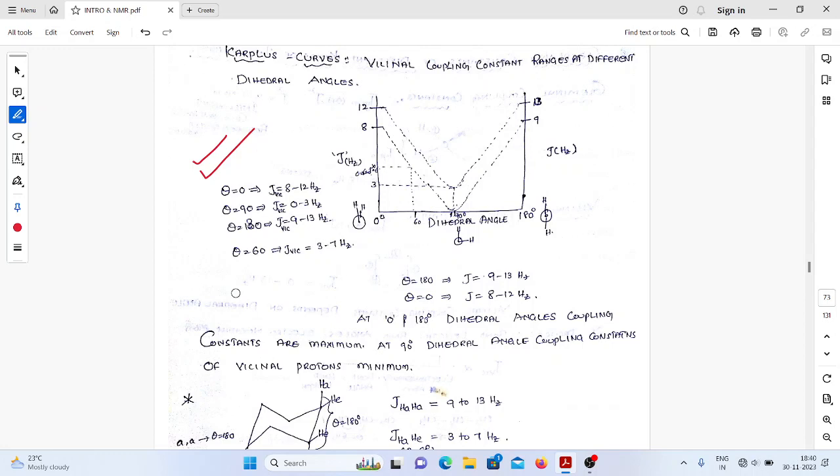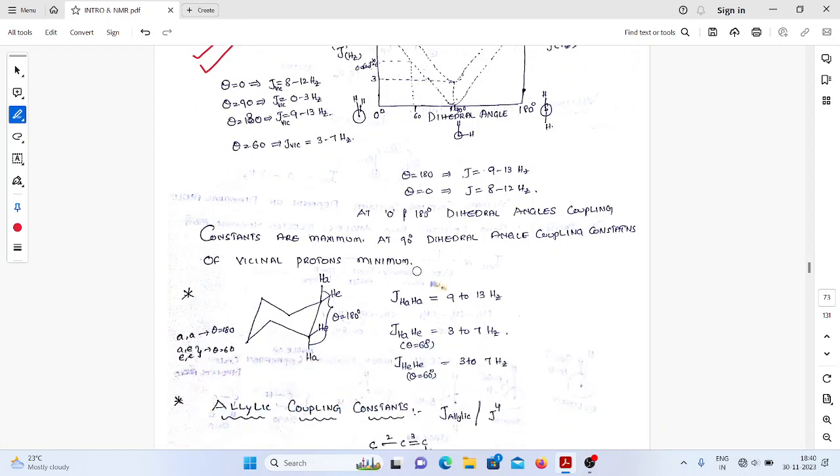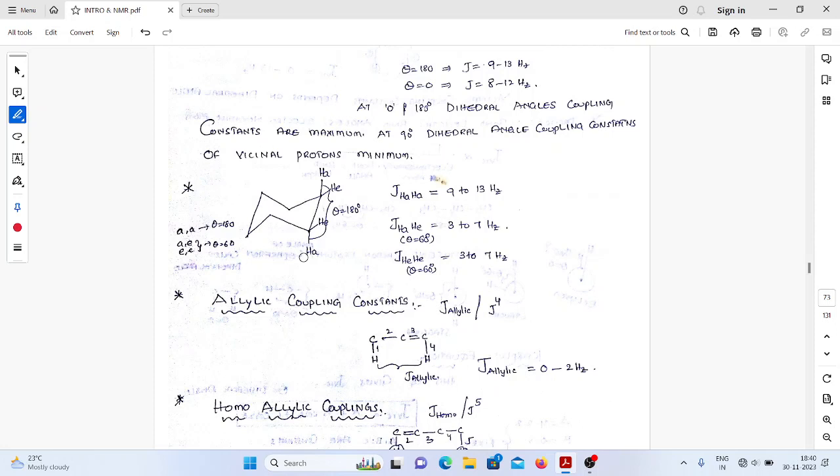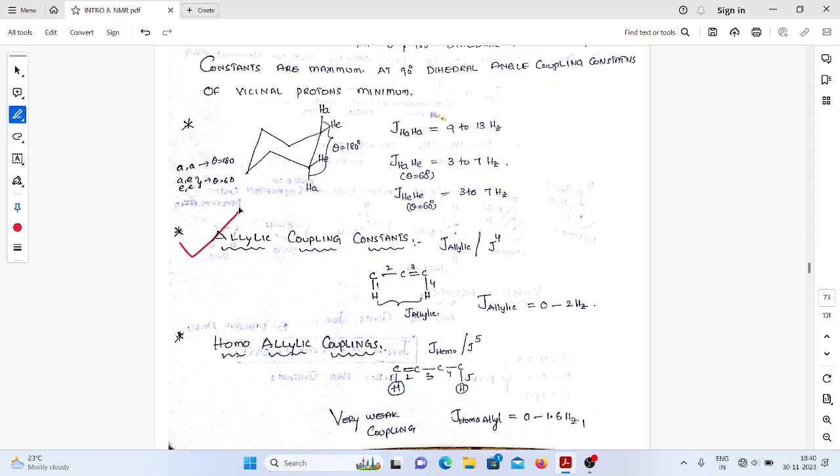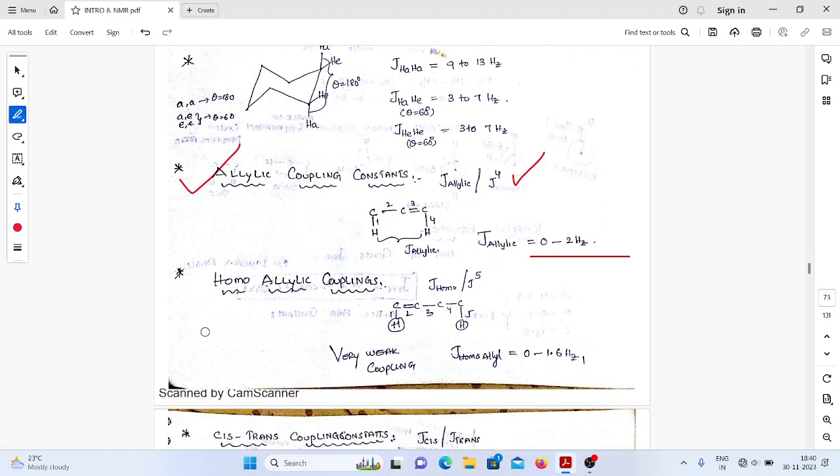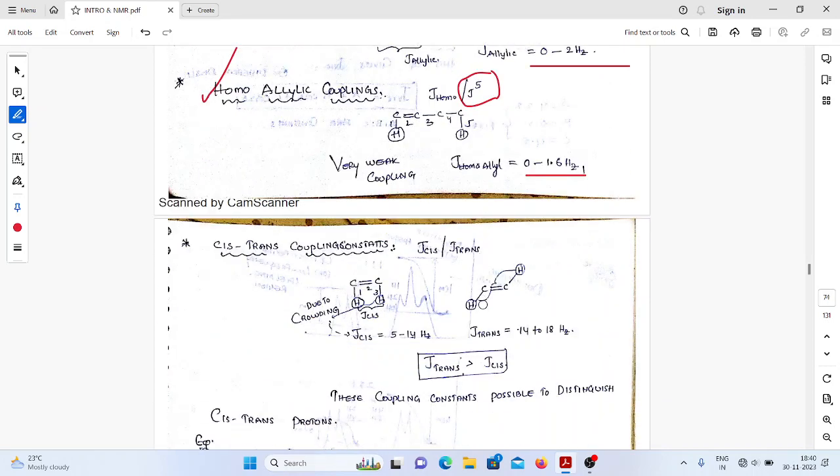Generally, there are three to four conditions: 0 degree dihedral angle, 60 degree, 90 degree, and 180 degree. This is the situation, axial equatorial. Here also we are going to observe it. Next, allylic coupling constants: 4 bonds, 1, 2, 3, 4. That's why J4. The number of bonds increases, so strength decreases. Homoallylic means 5 bonds, so J5. Strength decreases, value decreases.